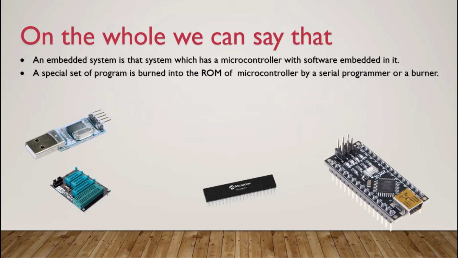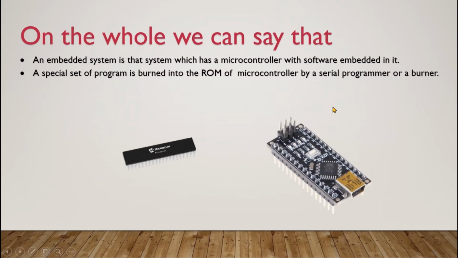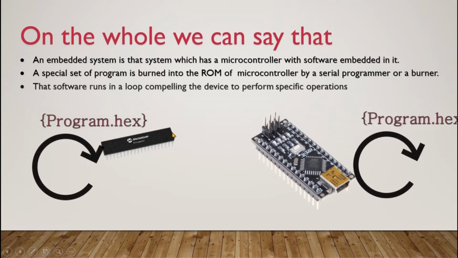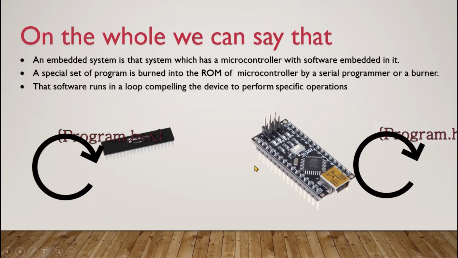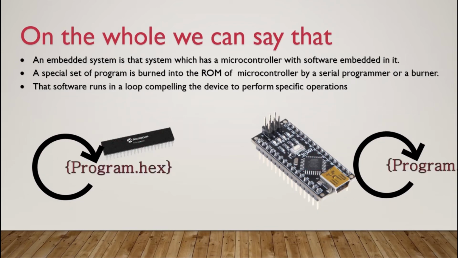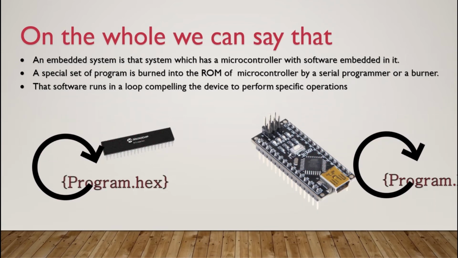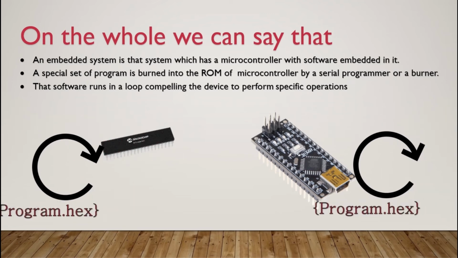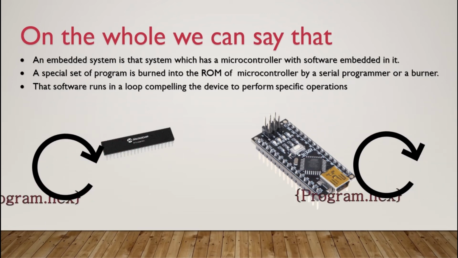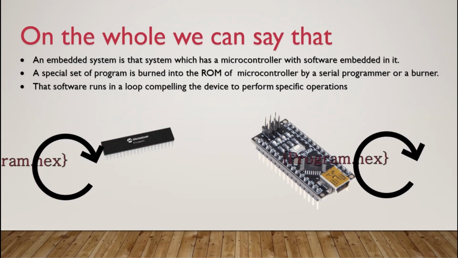So what happens is that when we program these microcontrollers, a special set of instructions is burned into the memory of Arduino or any microcontroller, and the code which is burned into that memory runs on a loop until the controller is separated or turned off, or any type of interrupt comes in the way. And we will also touch the topic of interrupts later in this course.